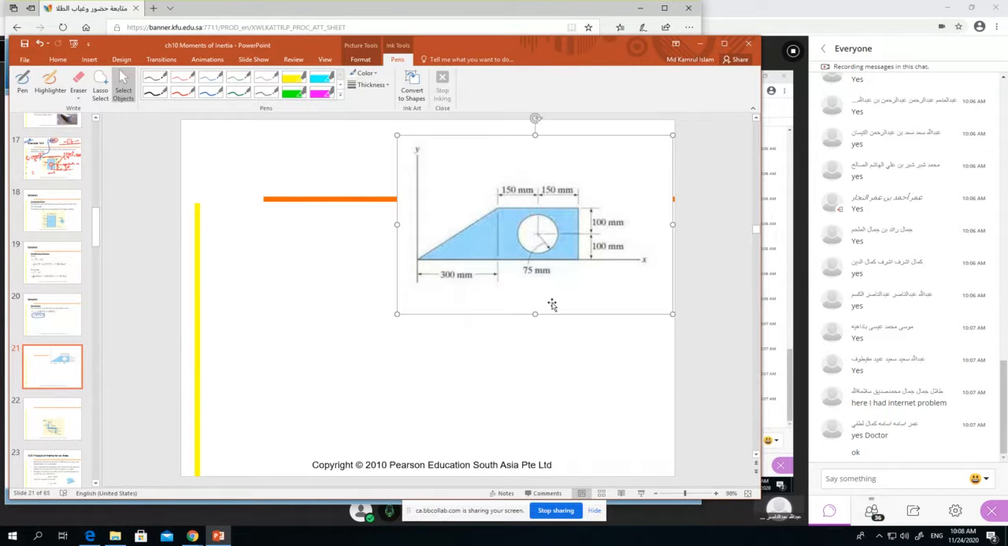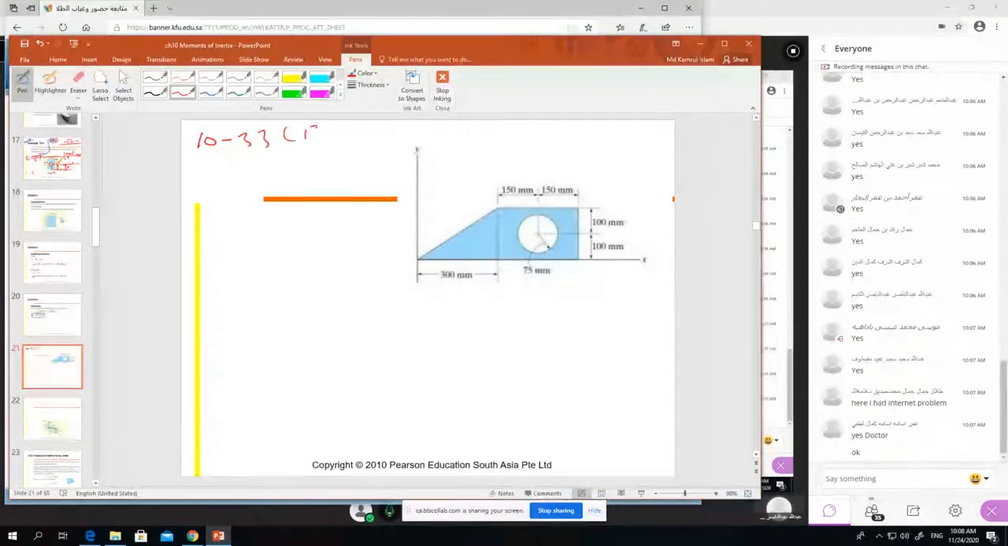So now we will do one more example, that is in chapter 10, 33. Okay, problem number 10, chapter 10, 33 in the exercise. Now what we will do here is find Ix or Iy. Okay, find Ix.